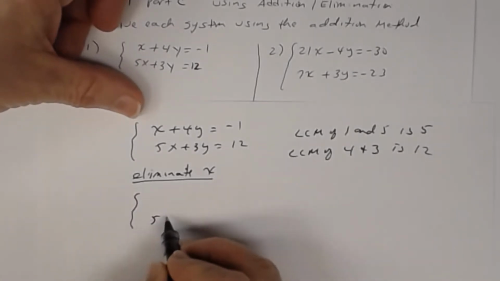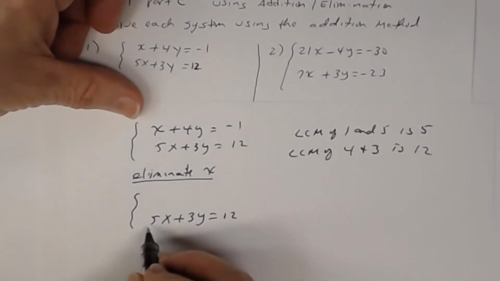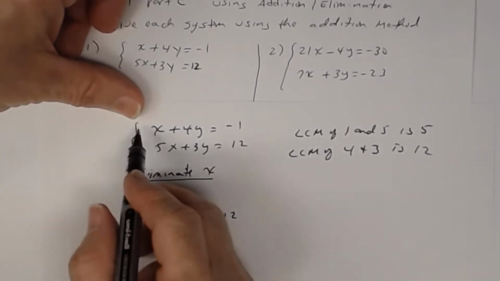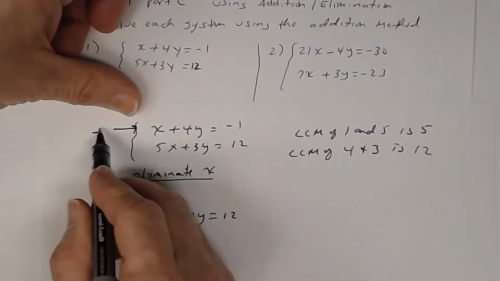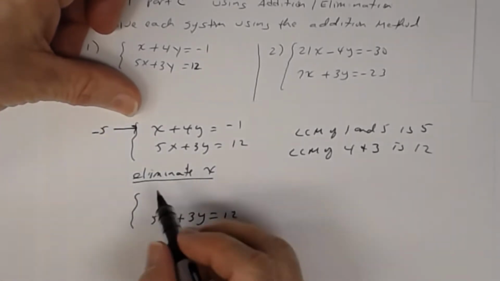You're going to leave the second equation alone. You're not going to touch the second equation at all because it already has a 5. You're going to multiply this equation by negative 5. What you do to one side, you do to the other. So basically you're going to say this.